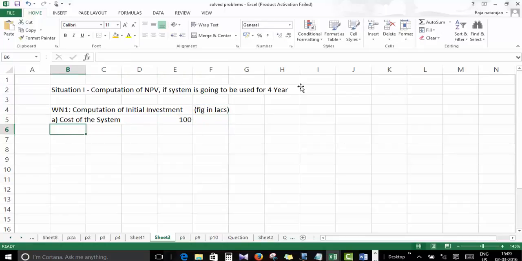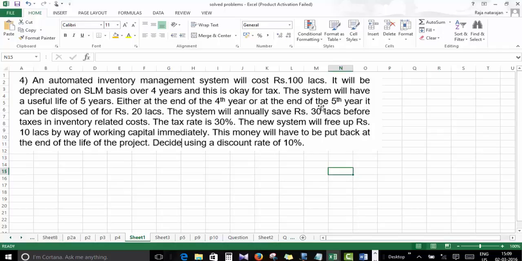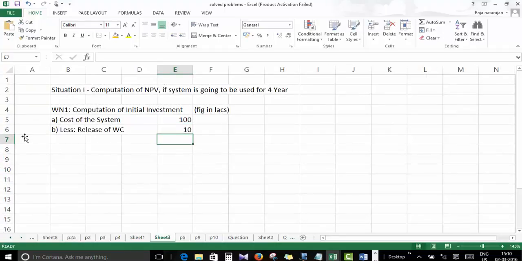Now when I go for the system, my working capital gets released, right? So less, release of working capital, and how much is that? What information we have? The working capital that will be released is going to be 10 lakhs. So it's 10. So here I can write net initial investment, and that's nothing but A minus B. So it's 100 minus 10, that's 90. So this is my net initial investment.